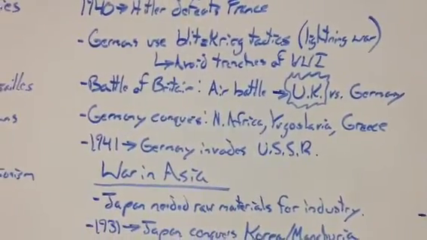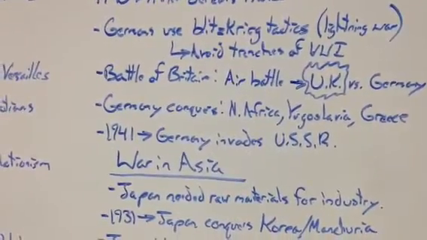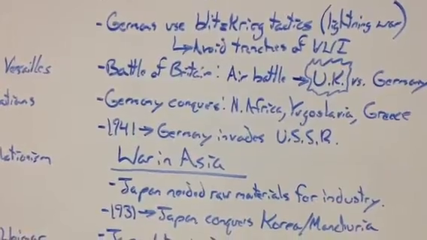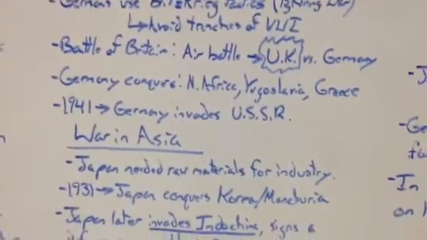After that, he's going to invade his former partner. They had been allies, and they had signed an agreement with the Soviets to not fight each other earlier in the 30s, but in 1941 Germany is going to launch a surprise invasion of Russia, of the USSR.